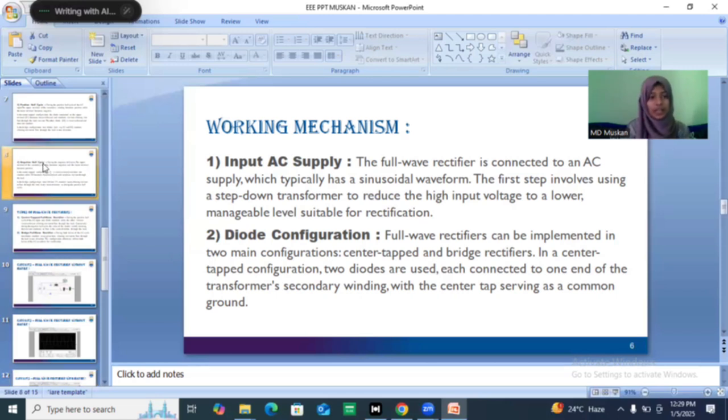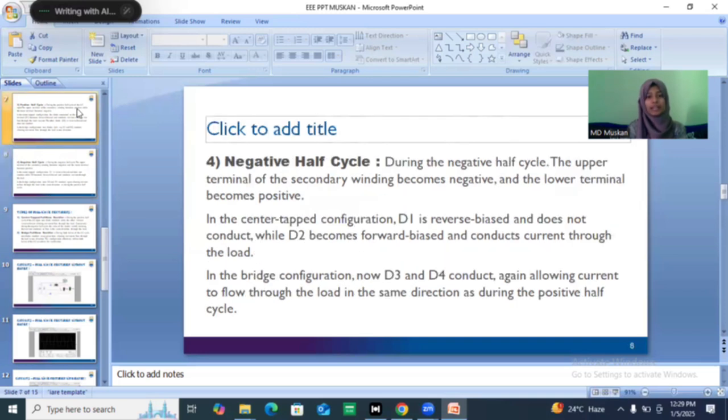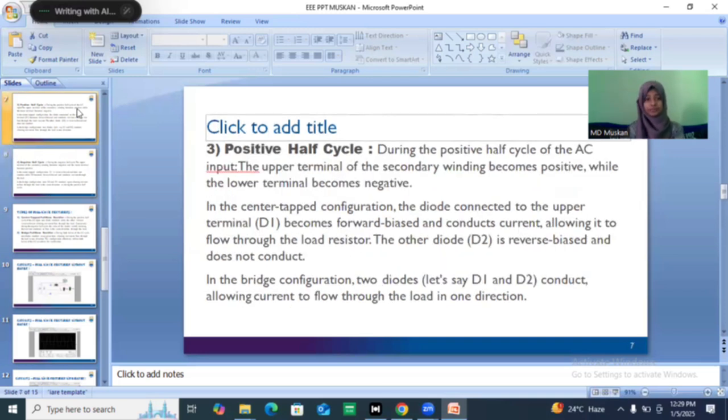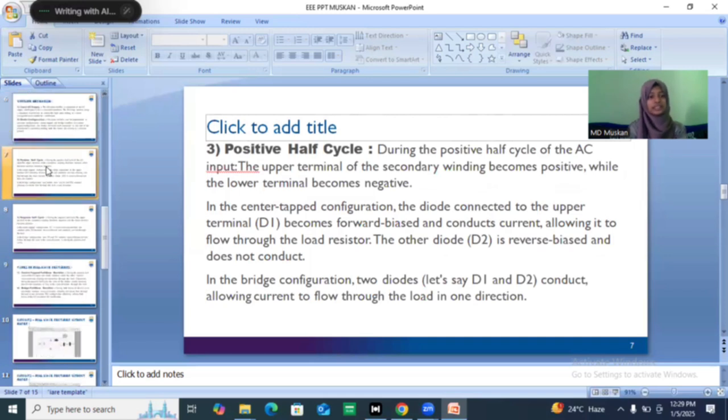Next, coming to the slide about the positive half cycle. So far, I have discussed the input AC supply and the diode configuration. Now I am going to discuss the positive half cycle. During the positive half cycle of the AC input, the upper terminal of the secondary winding becomes positive, while the lower terminal becomes negative.